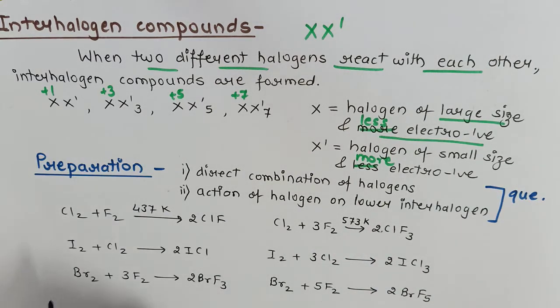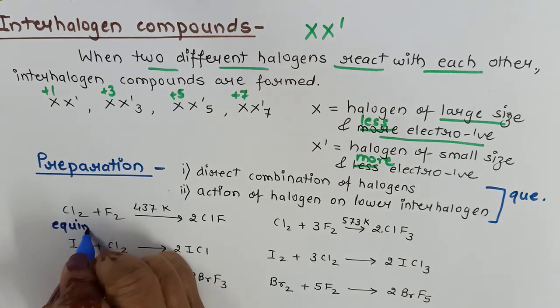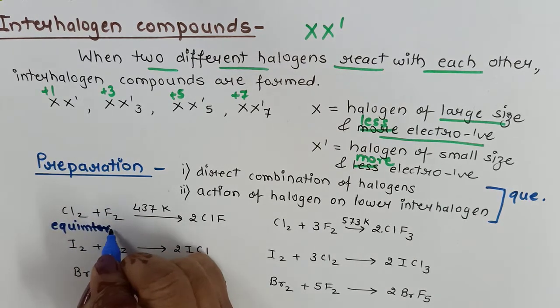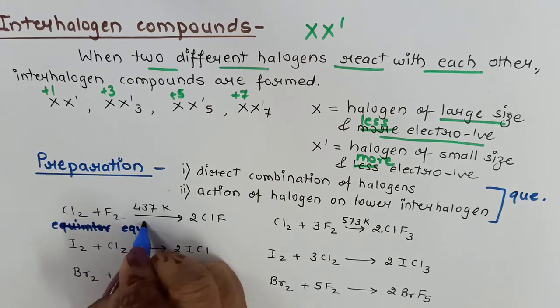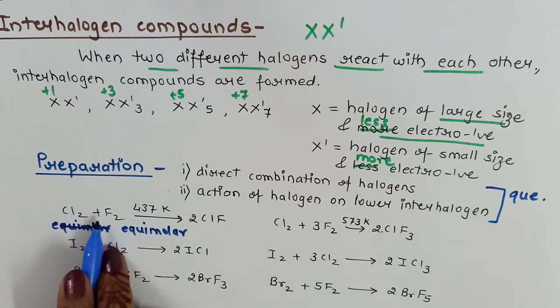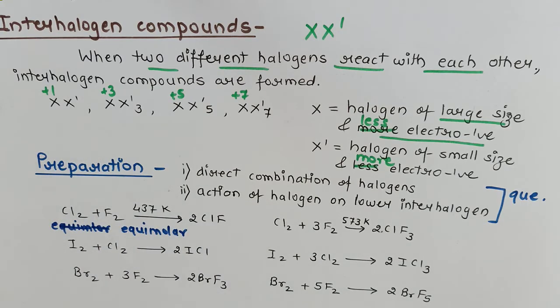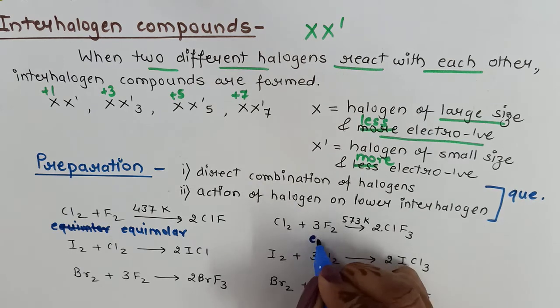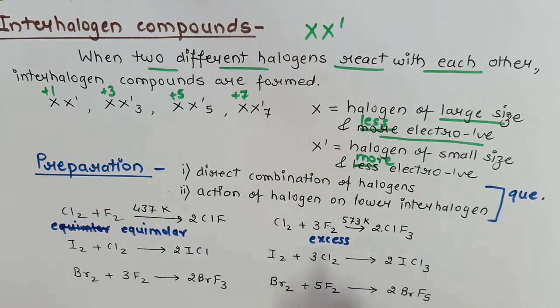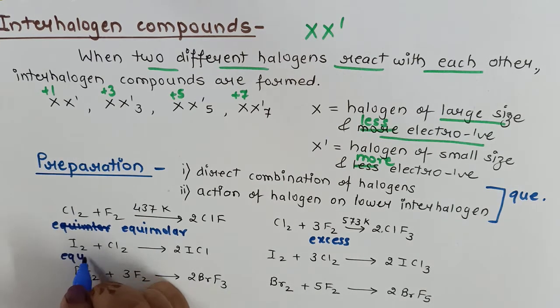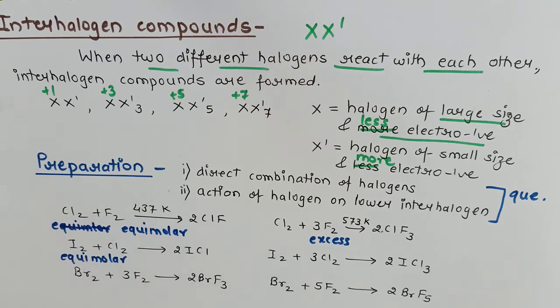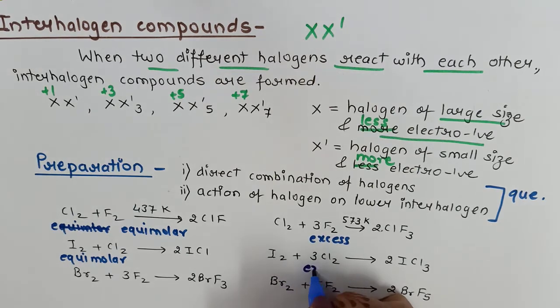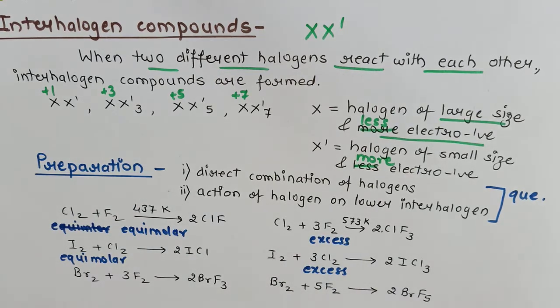Like if we take equal volume or equimolar ratio of chlorine and fluorine, we get ClF. But on the other hand, if we are taking excess fluorine, then we'll get the compound ClF3. Similarly, iodine and chlorine, if we are taking its equimolar ratio, we get the compound ICl. And if we are treating iodine with excess chlorine, then the product will be ICl3. Same is the case with BrF3 and BrF5.